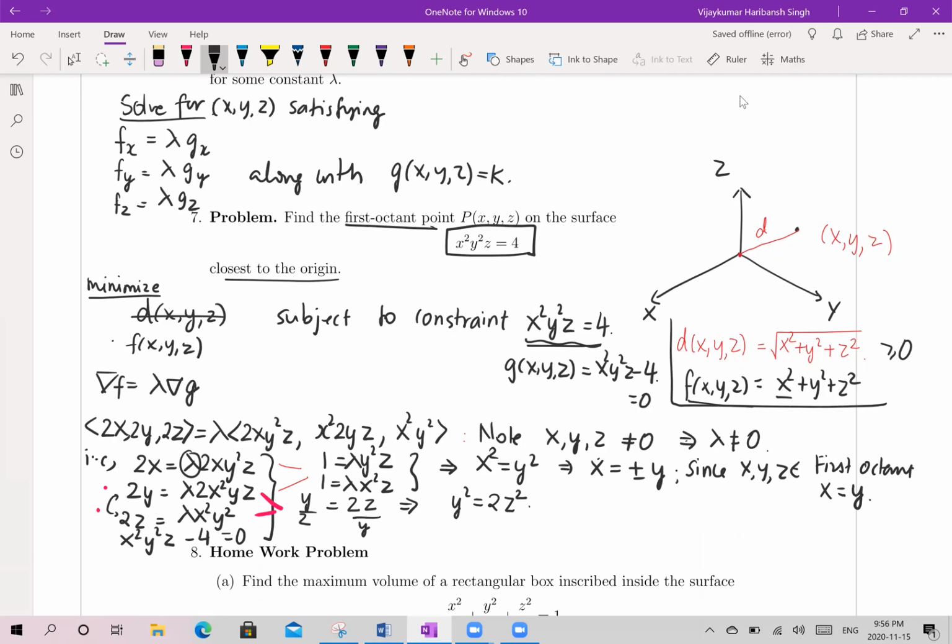So now we have that. From there we can get y equals square root of 2z. Again, since we are considering z to be positive, we can't have plus or minus; we have y equals square root of z.